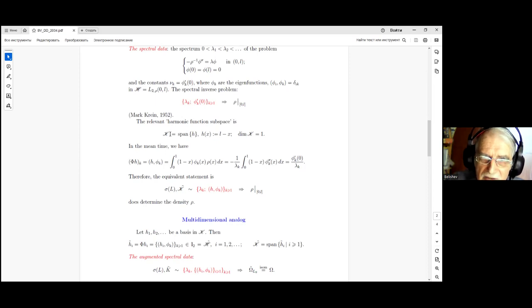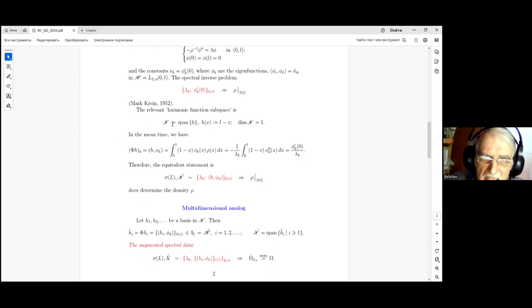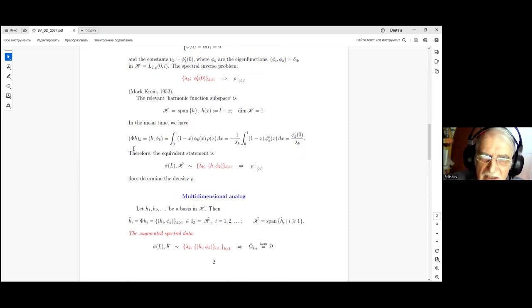Very simple case. And this subspace is of dimension one. In the meantime, if we consider the Fourier image, the spectral image of this function, then just by integration by parts, we get the following. It means that this pair in the one-dimensional case is exactly the spectrum plus Fourier coefficients of a harmonic function, and this beta determines the density rho uniquely.